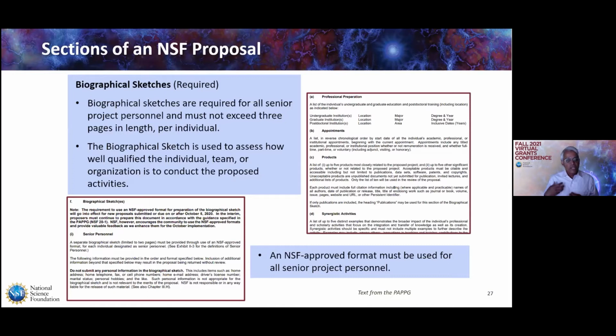A biosketch is an essential part of each proposal, and this is the chance that each PI, co-PI, or senior person has to clearly communicate directly to the reviewers about why they are the right people to be conducting this specific research. And with that, to cover the next sections, I'm going to hand it over to my colleagues.